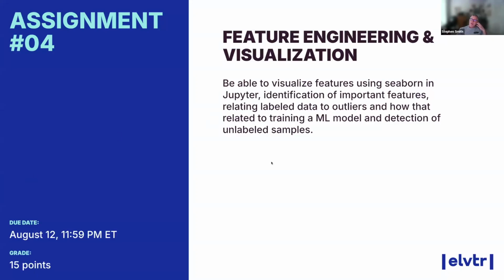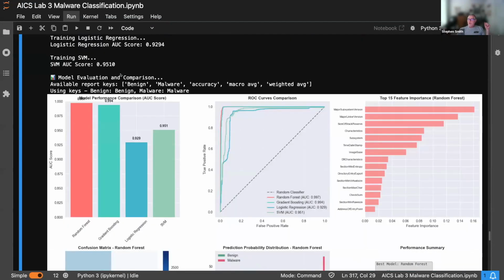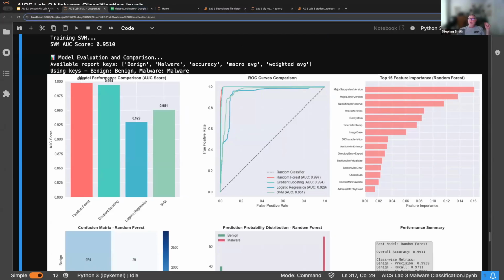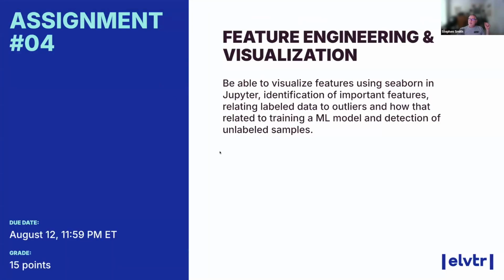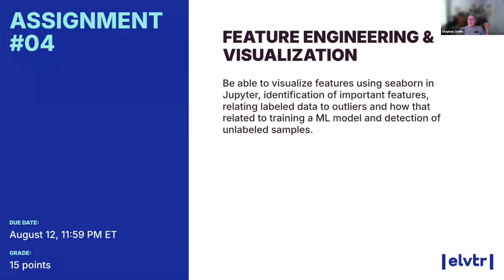All right, and then we've got our assignment. Just a second, Tutu, I'll get to you. So we want to be able to visualize our features using Seaborn. So that's this view here. This is a Seaborn plot that shows us features. And then relating the labeled data to outliers. How does that relate to training a model and detecting unlabeled samples? So I posted all that. And basically we're doing feature engineering to feed to our model. All right, Tutu, your question?